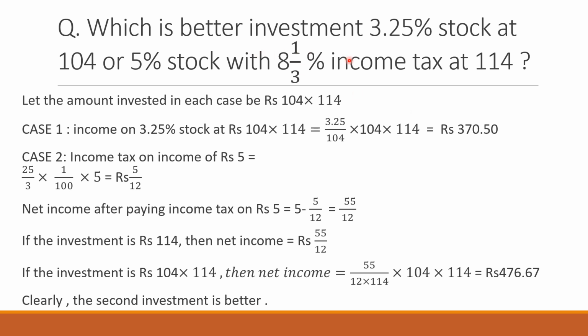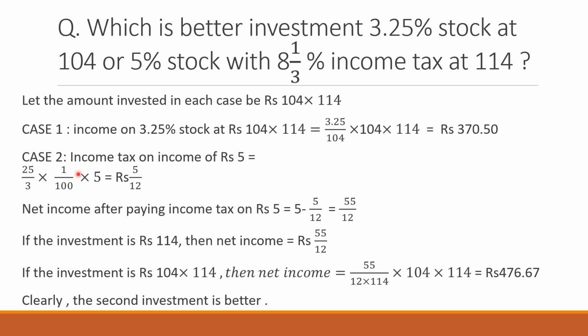Next, which is the better investment? 3.25% stock at 104, which is the first case, or 5% stock with 1/3% income tax at 114. So let us consider case 1, but like I told you in the last question, amount invested in each case will be 104 multiplied by 114. Now in case 1, income on 3.25% stock at 104 into 114 is 3.25 upon 104 multiplied by 104 into 114, which gives you 370.50.